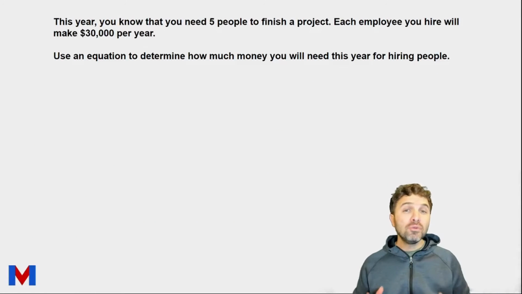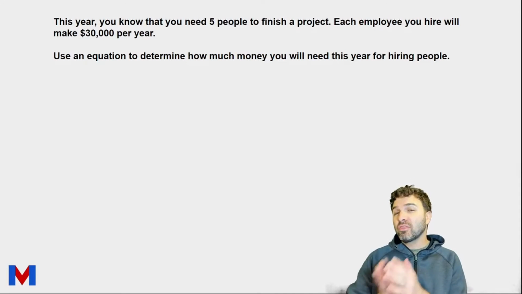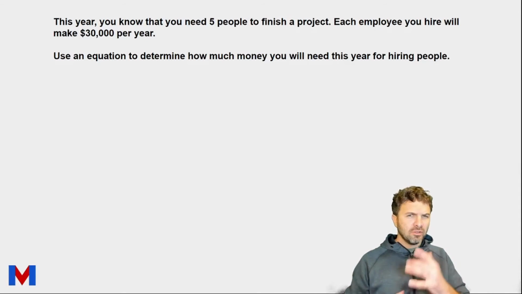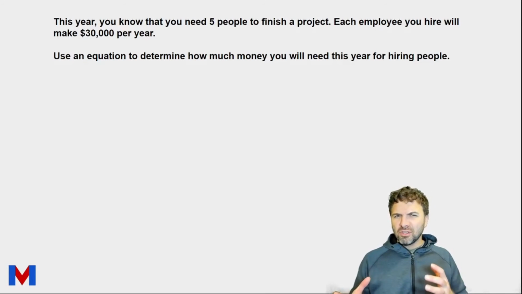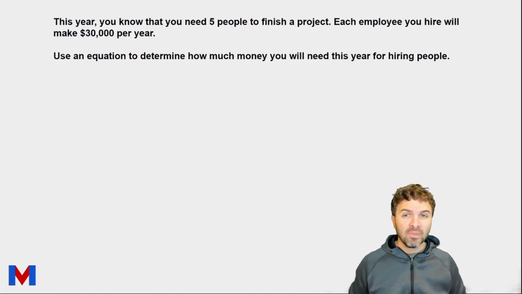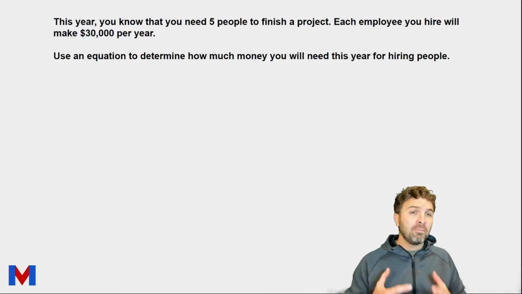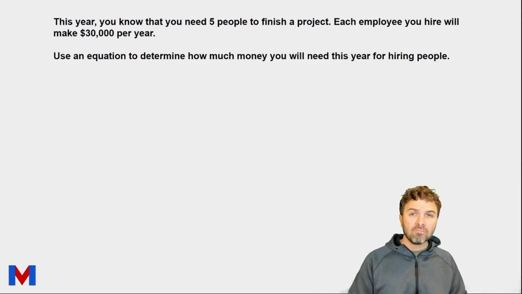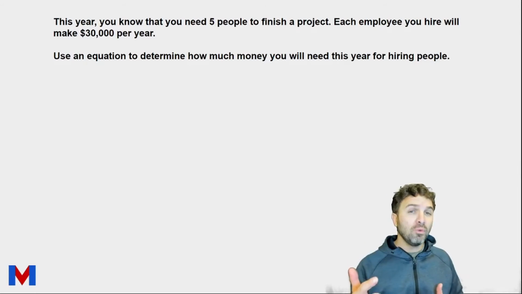This year, you know that you need 5 people to finish a project, and each employee that you're going to hire is going to make $30,000 per year. So you're trying to figure out some budget that you need or how much money to ask to help get this project done. Use an equation to determine how much money you're going to need to pay for people to finish this project. Okay, let's figure out what we know and what we don't know.